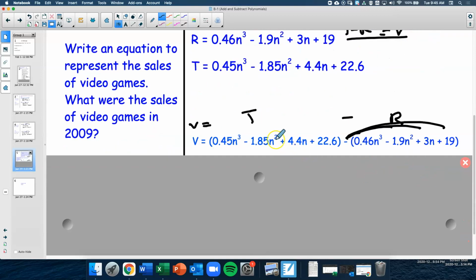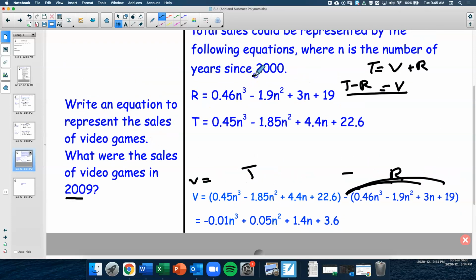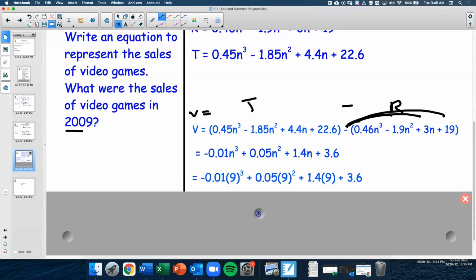And then only subtract the ones with the like degree. So the degree of 3, degree of 3, degree of 2, degree of 2, degree of 1, 1, none, none. So here, these are actually each both cubic polynomials. Cubic because of degree of 3, polynomial because there's 4 different terms. When I subtract them, that's my next part of the equation. And then 2009 is what I'm looking for. Well, years since 2000, that's 9 years. So for n, I'm going to plug in 9.